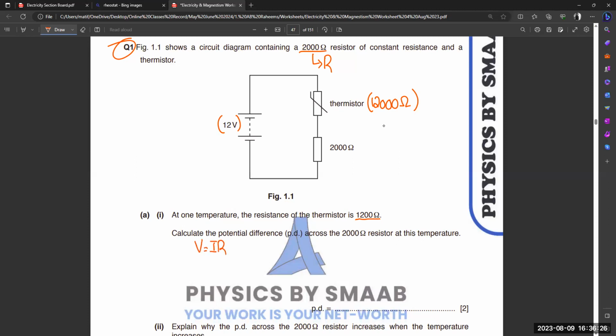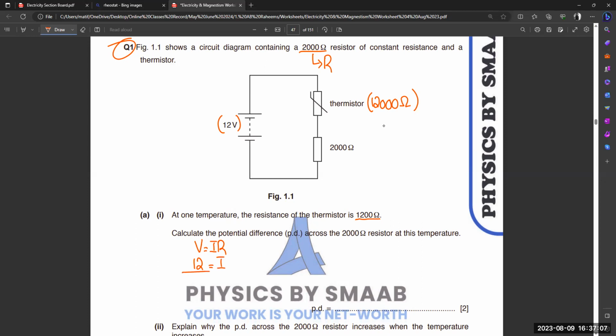But the only change that we need to make in this formula is that both resistors are connected in series, so we just need to combine them before using them in the formula, right? So let's suppose V is equal to 12. First we need to find out the value of electric current, because electric current remains the same throughout the circuit.